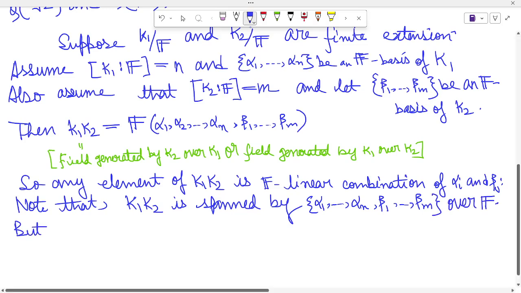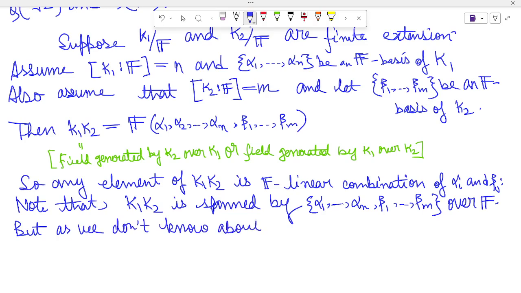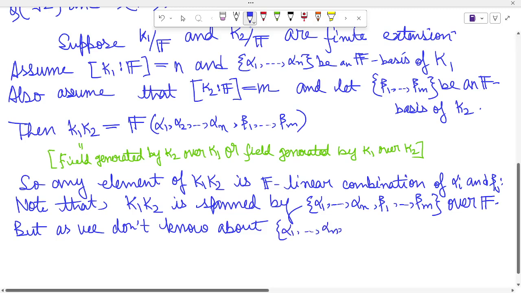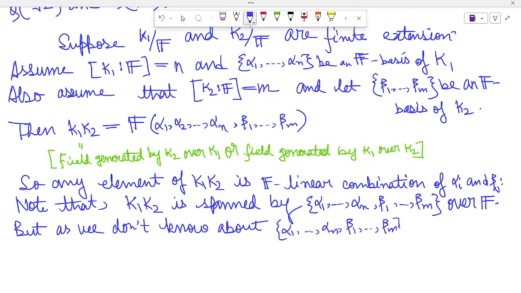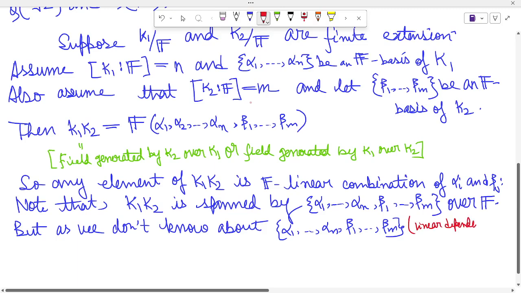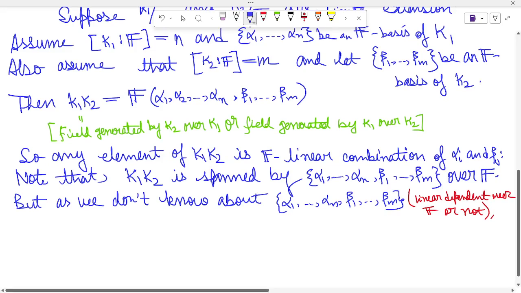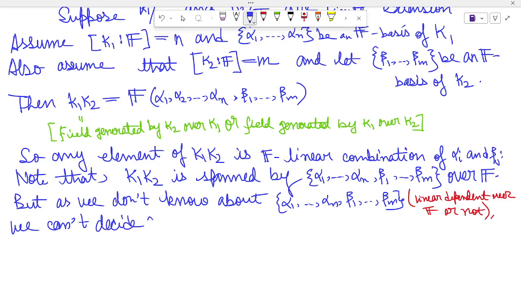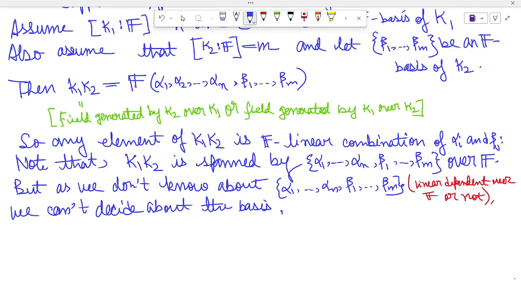But as we don't know about this set, I mean linear independency, linearly dependent over F or not, we cannot decide about the basis. Okay. So that means spanning set. So basis will be a subset of the spanning set. Okay, it might be equal, might be not equal.